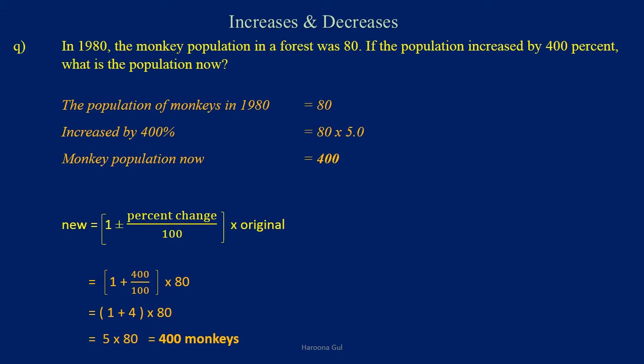Especially in case of big percent, if the increase is way too high, it's more than 100%. You see, if you replace the 400% by, let's suppose, 1000%, what you would be doing is you would be multiplying 11 with 80 to get the answer for 1000% increase, right?